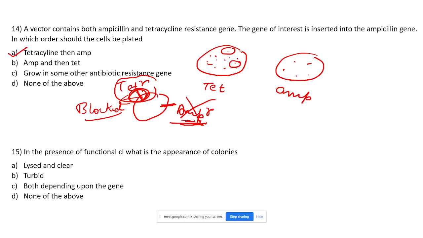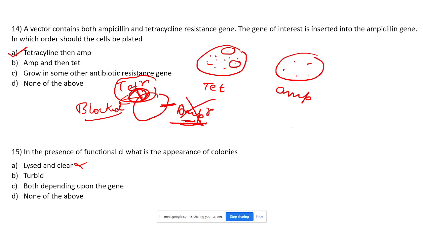Yes, ma'am. Okay. Now we will come to the next question. In the presence of functional CI, what is the appearance of colonies? Lysed and clear, turbid, depending upon the gene, or none of the above. Ma'am, option A. No, option A is not the correct answer. It's the wrong answer. Option B, ma'am. Yeah, obviously.